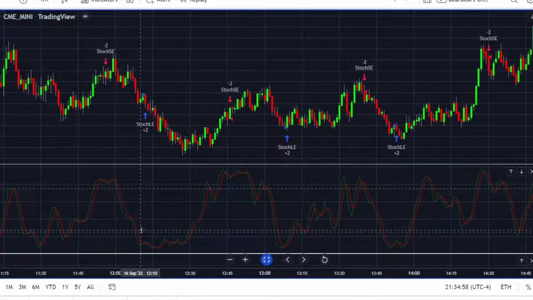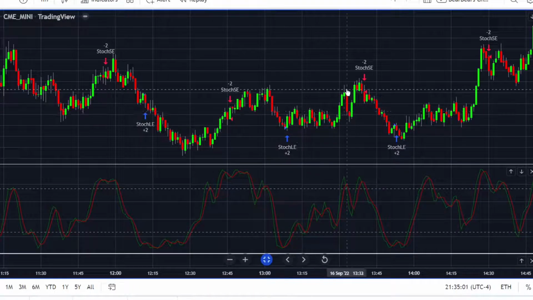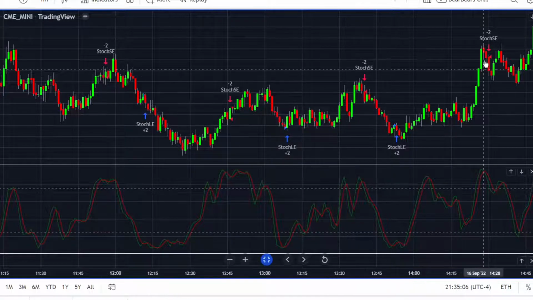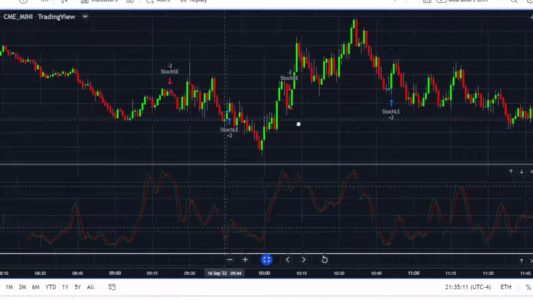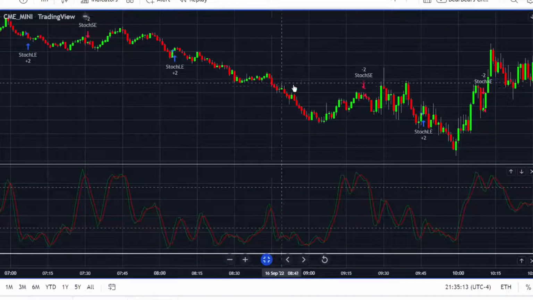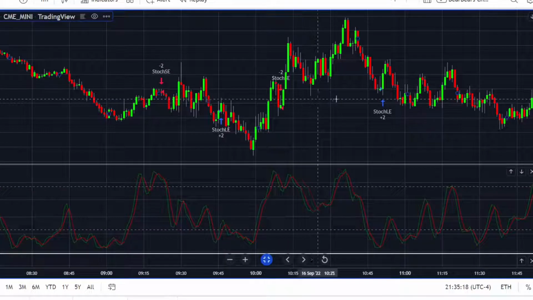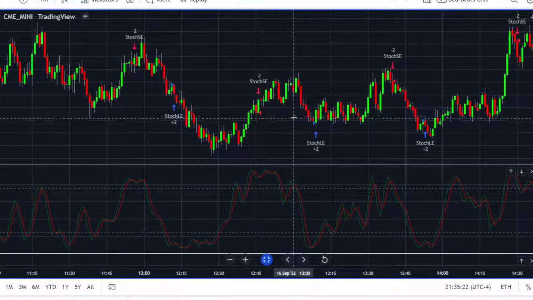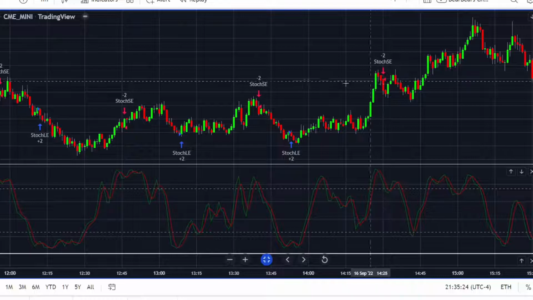It's just measuring price against itself over time. So it's going to plot similar highs and lows as the last one. And sometimes it works, sometimes it doesn't. I can see there, it definitely didn't work. There it worked, there it worked, there it didn't work. There it worked, there it worked, there it worked.